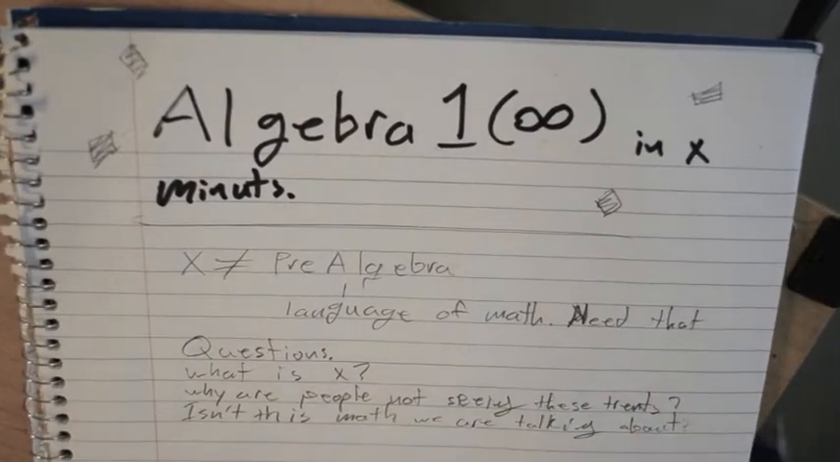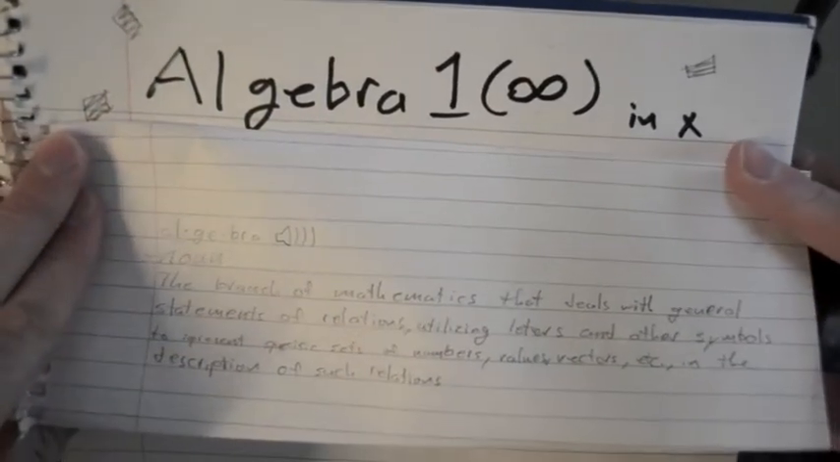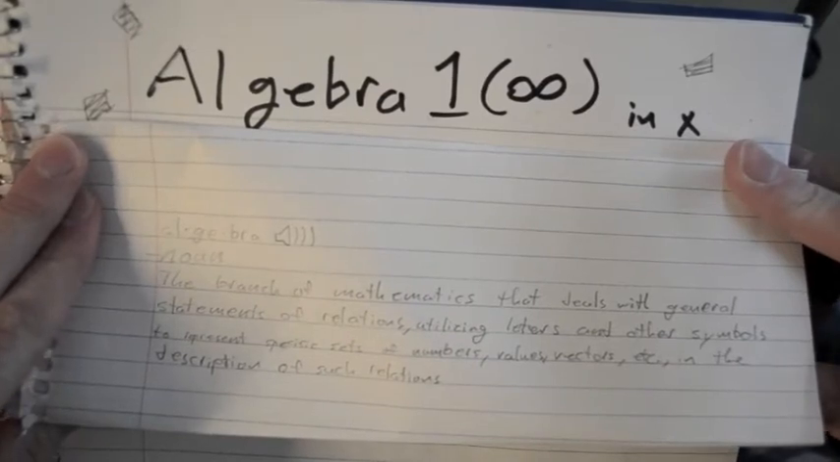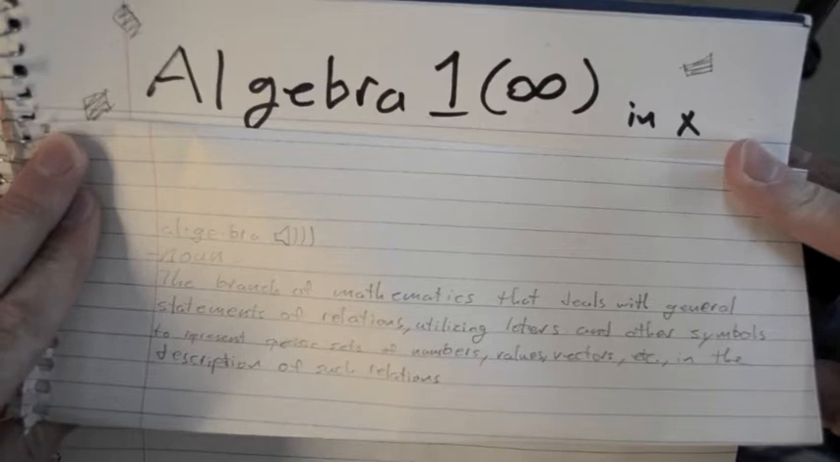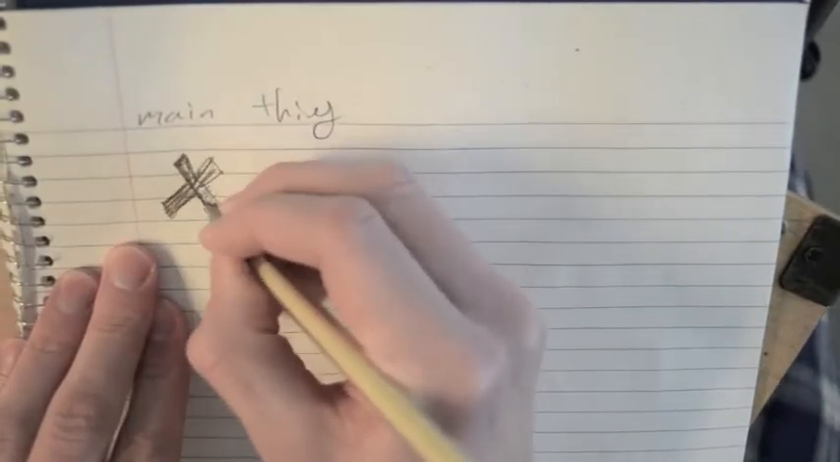Honestly! Definition of algebra: the branch of mathematics that deals with the general statements of relation, utilizing letters and symbols to represent specific sets of numbers, values, vectors, etc. in the description of such relations. So, let's start talking about statements utilizing numbers and letters.